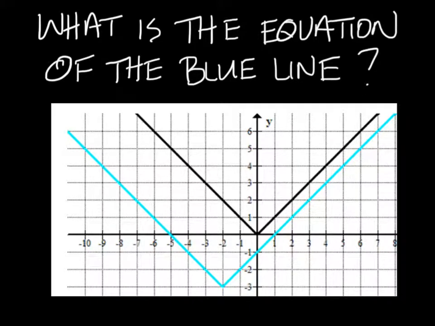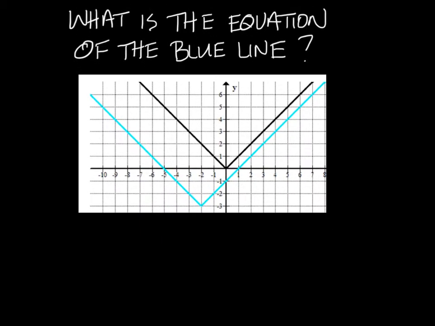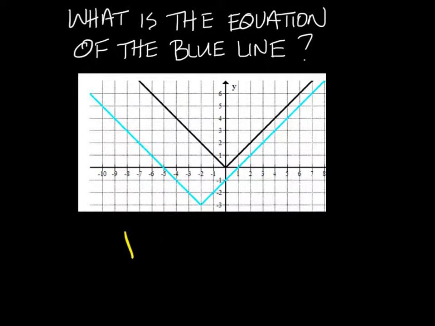So now we have to find the equation for it. So let's shorten this up a little bit. And we will start here with y equals the absolute value of x. How far down do I have to move it? I have to go down 3. So I know I'm going to have a minus 3 in there somewhere.